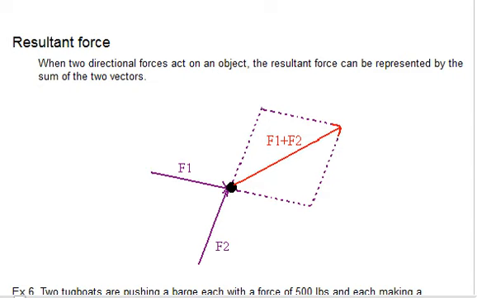When two forces act on an object, the resultant force can be represented by the sum of the two vectors, and that's fairly intuitive. When one force pushes this way, one force pushes this way, the object gets pushed this way, with an amount of force equal to the sum of these two forces. See, that's how we can use direction together with this thing. So, here's an example problem.